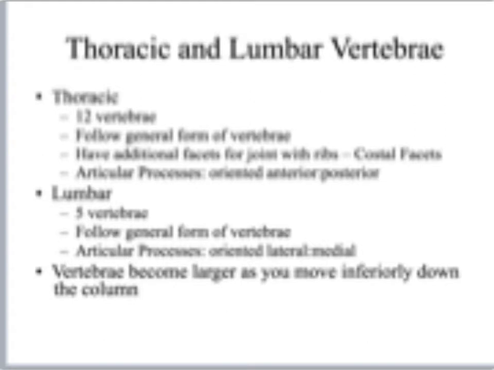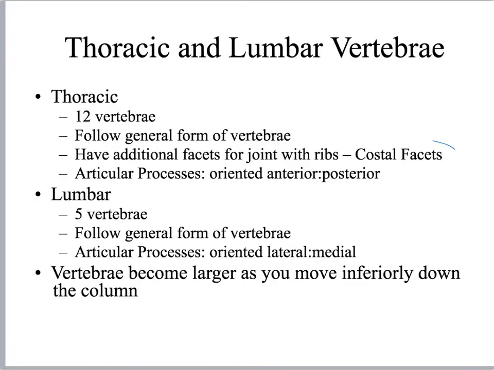Same thing, just summarizing some information on the thoracic and lumbar, all right? Special things about the thoracic vertebrae, you have costal facets. You need to know those. That's where your ribs attach to them. The articular processes are oriented differently, and this is important for how your body bends, okay? And then with the lumbar vertebrae, they don't get a whole lot of special things. They're kind of big and fat and squat, and they are oriented lateral medial. Generally speaking, as you go from top to bottom, the vertebrae get bigger as you get closer to your butt, okay?